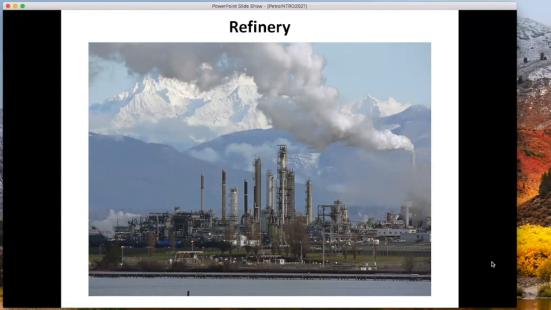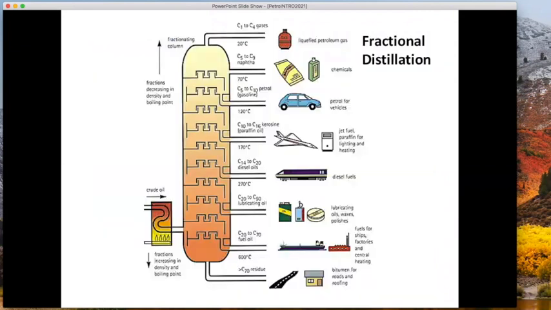Okay, so we got the oil out of the ground. What next? A barrel of oil is 42 gallons of crude, C-R-U-D-E, crude oil. And once again, crude oil is just a mixture of hydrocarbons. So the next step is to move that oil, if we need to, to oil refineries. Oil refineries look like what you see in the picture. What's happening inside of those towers is called fractional distillation.